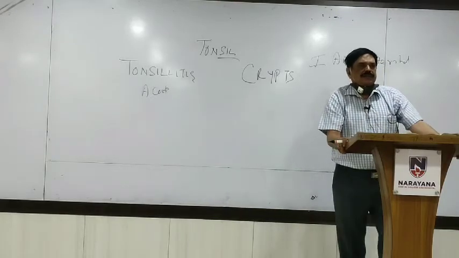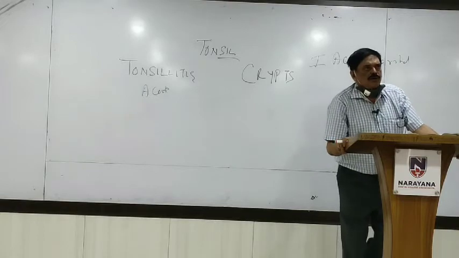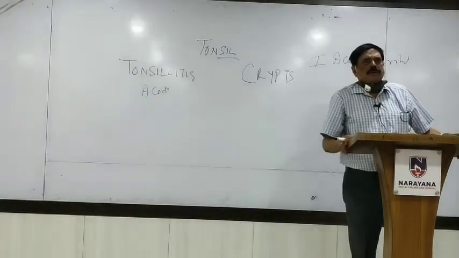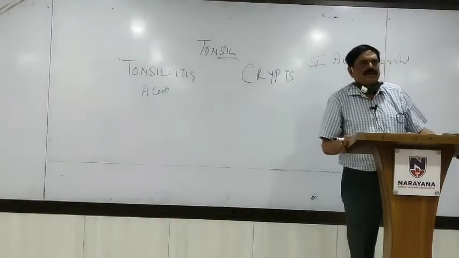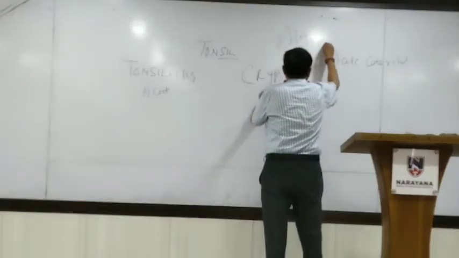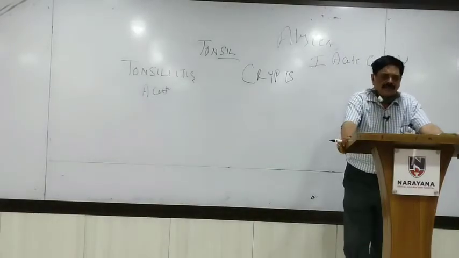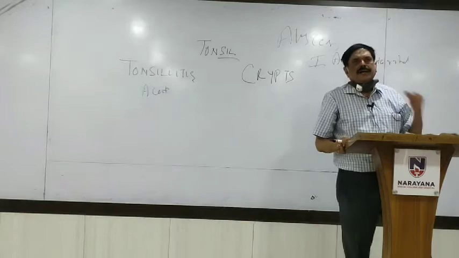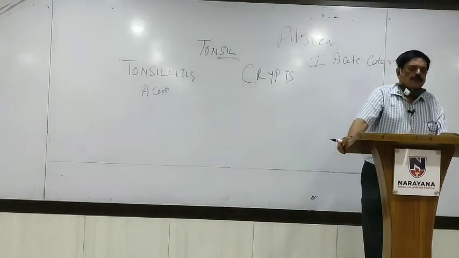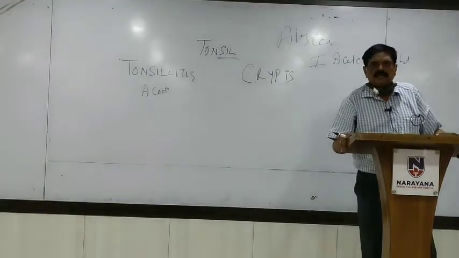And complications of this. If you don't treat this properly, it can go on into what is called a chronic tonsillitis, or it can go on into a peritonsillar abscess. An abscess is a cavity containing pus. It can go into a peritonsillar abscess, a parapharyngeal abscess, and a cervical abscess in the neck. All these things are the complications. It can also produce infections in the ear, acute otitis media.